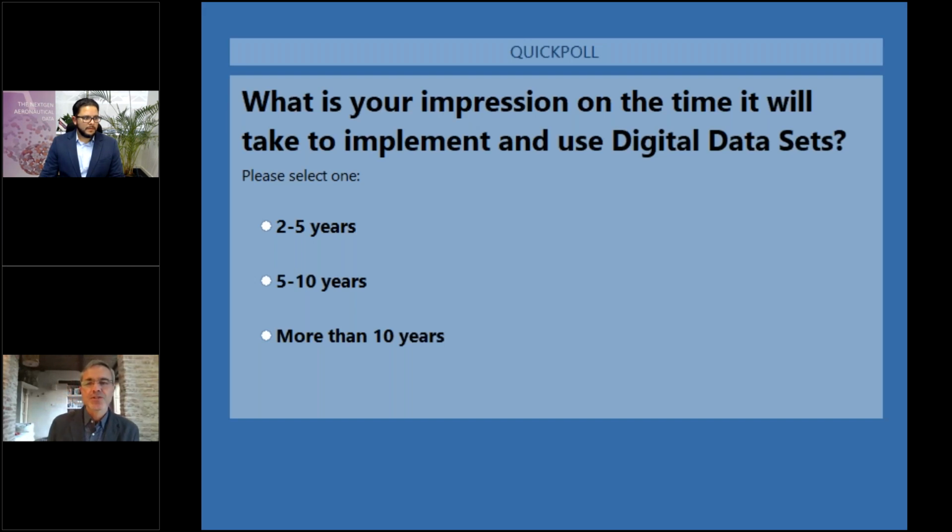What is your impression on the time it will take to implement and use digital data sets? It's a very, very important question, I must say. Do you think it will be a time frame of 2 to 5 years, between 5 and 10 years, or more than 10 years? Let's see what our attendees are answering. Yeah, I see very good progress. Let's give more seconds just to see if we have more votes.